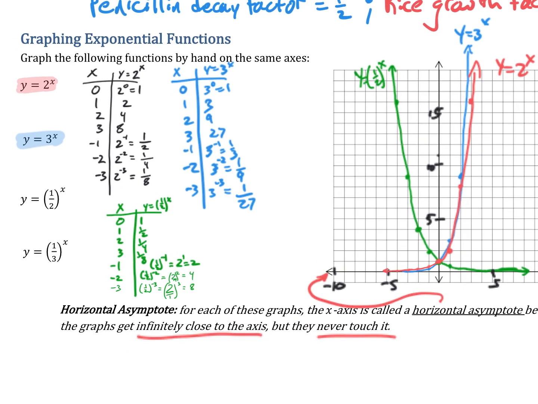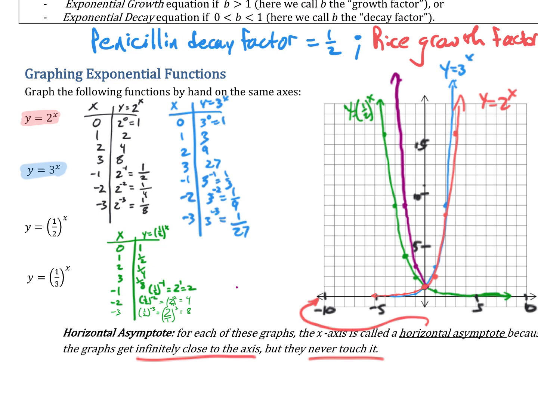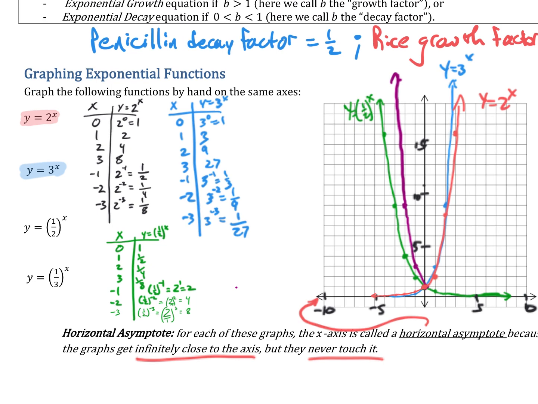For our next one here, we've got the 1/3 power. I'm not going to crank out the points, but it's going to look like this: 0, 1; -1, 3; -2, 9; and -3 would be 27 up there. And again, it's just this 3 to the x flipped over the y-axis. So this is y equals 1/3 to the x power there.